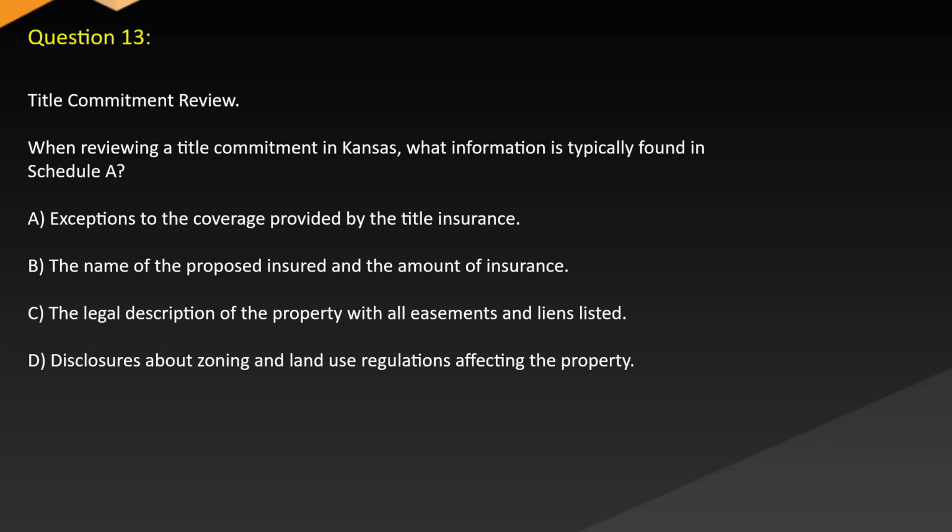A. Exceptions to the coverage provided by the title insurance. B. The name of the proposed insured and the amount of insurance. C. The legal description of the property with all easements and liens listed. D. Disclosures about zoning and land use regulations affecting the property.